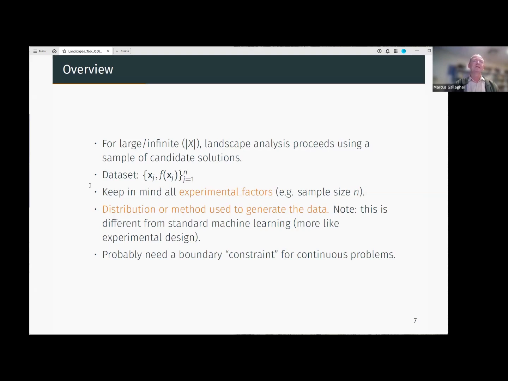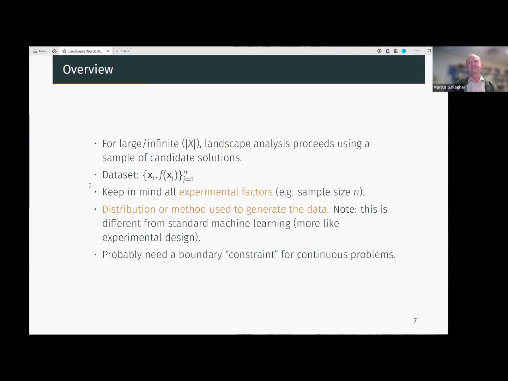So there are all these sort of elements of how do we do that. So experimental design methodologies come in here and have something to say.